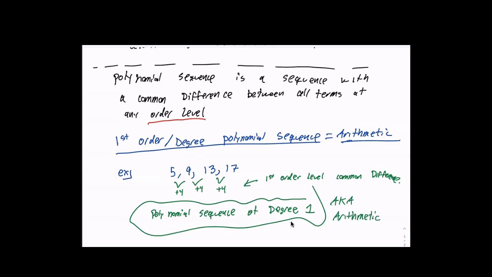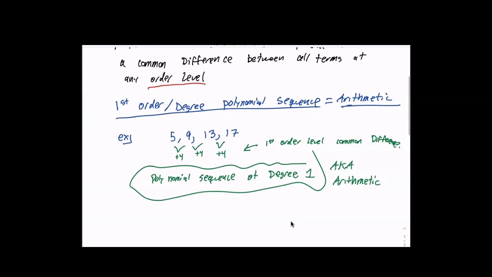So arithmetic can be defined as, also known as arithmetic. So for an arithmetic sequence, on the first order, on the first level of checking the common differences, there's a common difference, 4, 4, and 4. The difference between each of the terms is 4 on the first order. I know you're like, well, what do you mean by second order and third order? I'm going to explain. But first, I want to make sure I make the connection that a first order is an arithmetic, degree 1. Questions there?